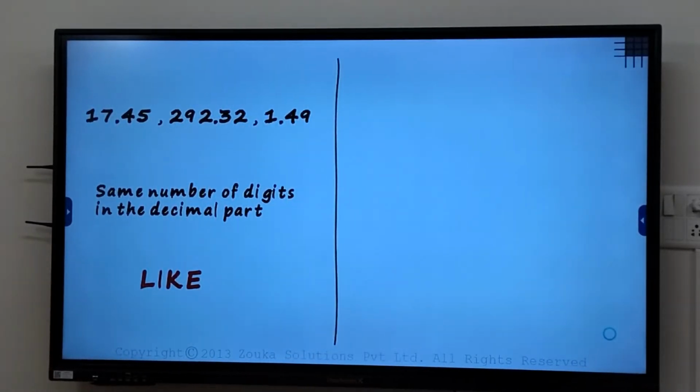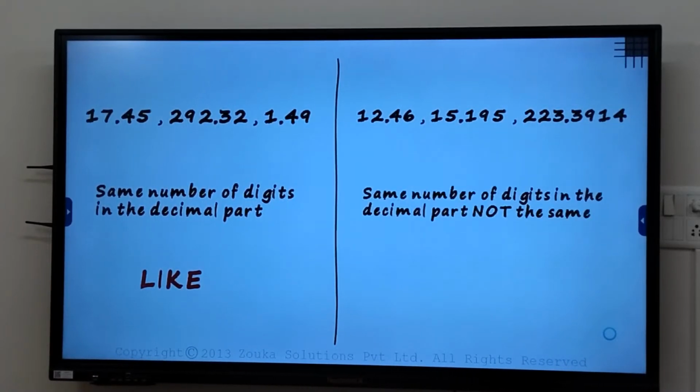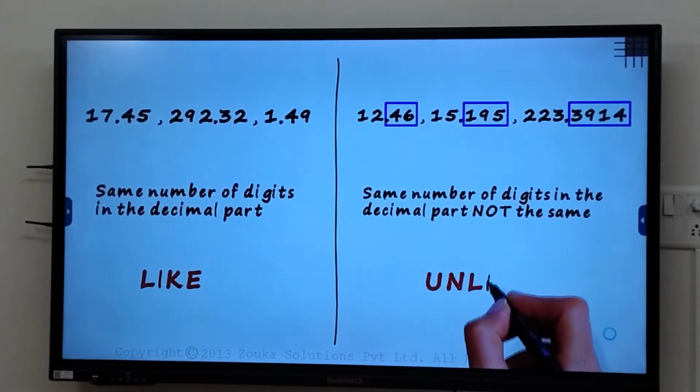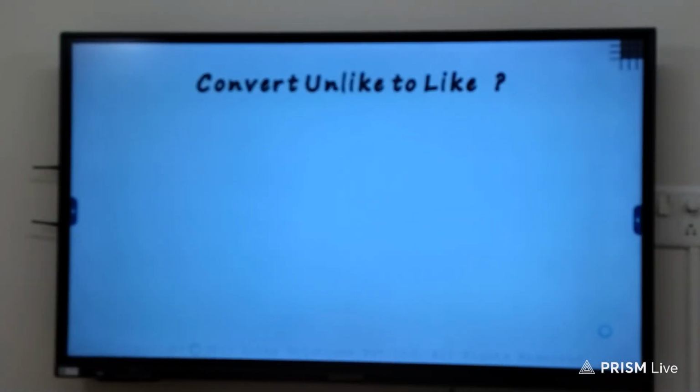On the right hand side, let's look at another set of decimal fractions: 12.46, 15.195 and 223.3914. Here, the number of digits after the decimal point are not the same. Such numbers are called unlike decimal fractions. It was easy, right? So let me ask you a very simple question. Can we convert unlike decimal fractions to like ones?